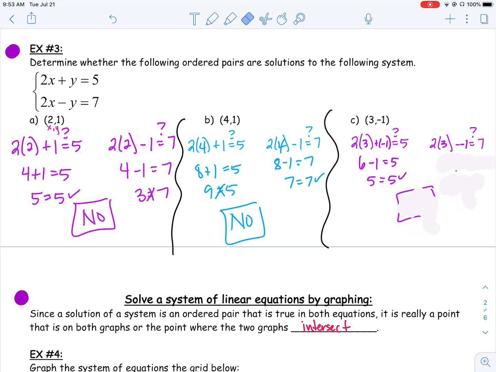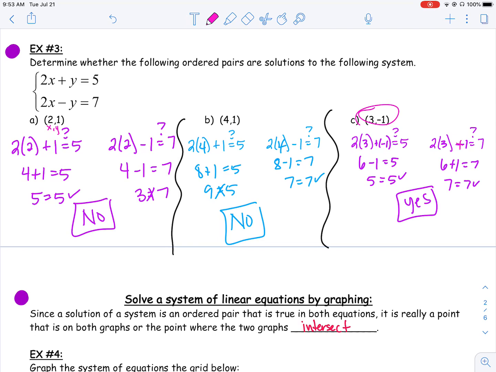Now let's see if it works for the second equation. When I plugged in 3 for x and a negative 1 for y, I got 2 times 3, which is 6. These two negatives make a positive, so I really have 6 plus 1, which is 7. And look at that, 7 does equal 7, so I know that this is a solution to the system of equations. 3, negative 1 is the point that works in both the first equation and the second equation.